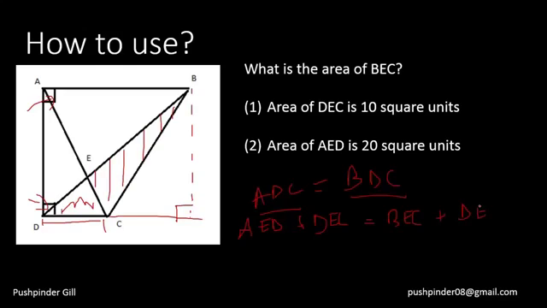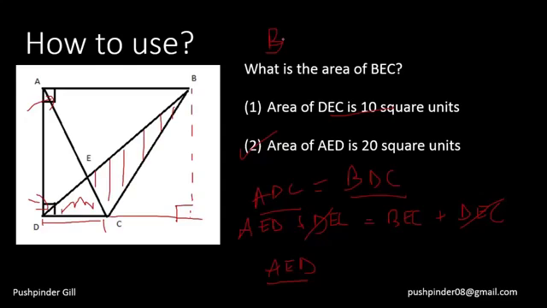Okay. So this and this gone. That means if I want to calculate the area of BEC, I just need the area of AED, which the second option gives me. Alright, I don't really need this one, so statement B gives me the answer.